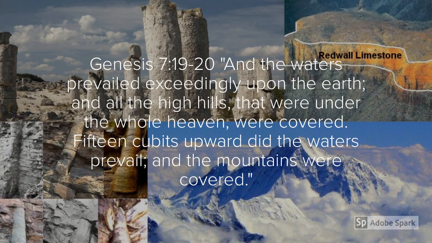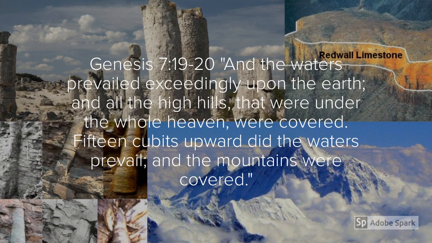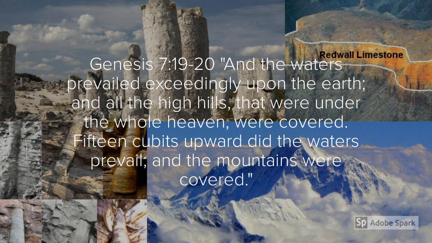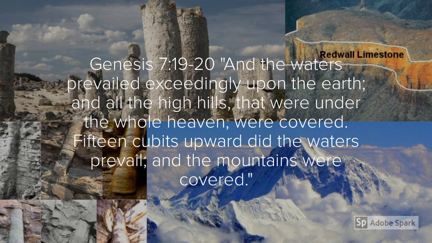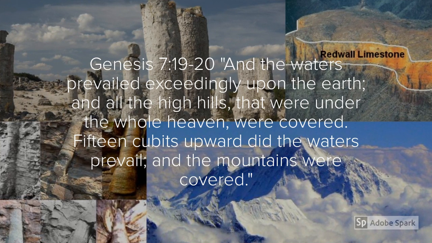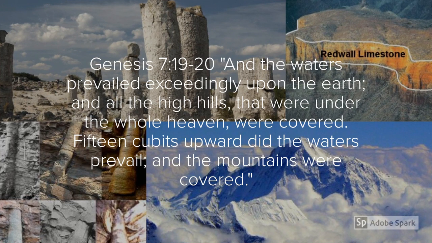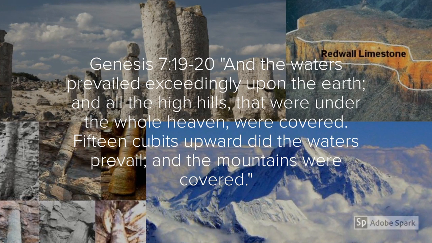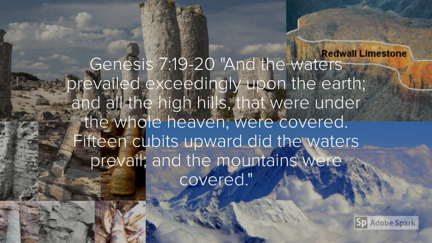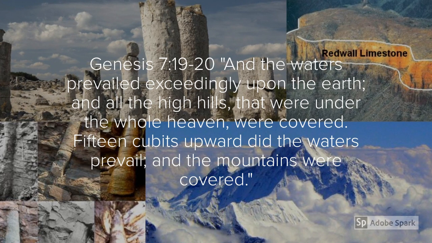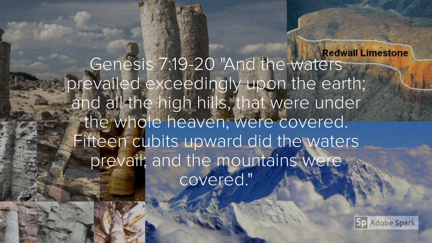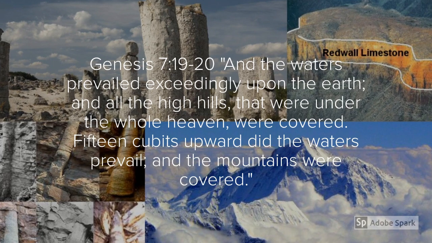Genesis 7:19-20: And the waters prevailed exceedingly upon the earth, and all the high hills that were under the whole heaven were covered. Fifteen cubits upward the waters prevailed, and the mountains were covered. We can take God at His word, and there's proof all over our world, from the petrified forests to the polystrate tree fossils, even from sea creatures on top of mountains. God's word is true.